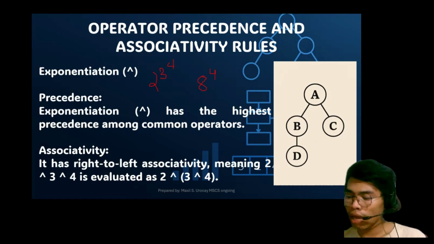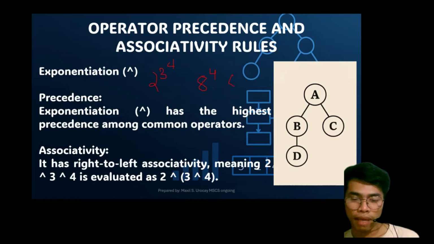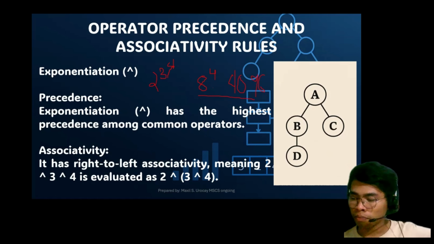So then afterwards, 8 to the power of 4, 8 times 8 times 8 times 8, will become 4,096 if we are working on that from left to right. But if we're following the associativity direction, it must be 3 to the power of 4 first before going to 2 to the power of the result of 3 to the power of 4. Assuming 3 times 3 times 3 times 3, for the fourth time, that equates to 81. So that will become 2 to the power of 81.